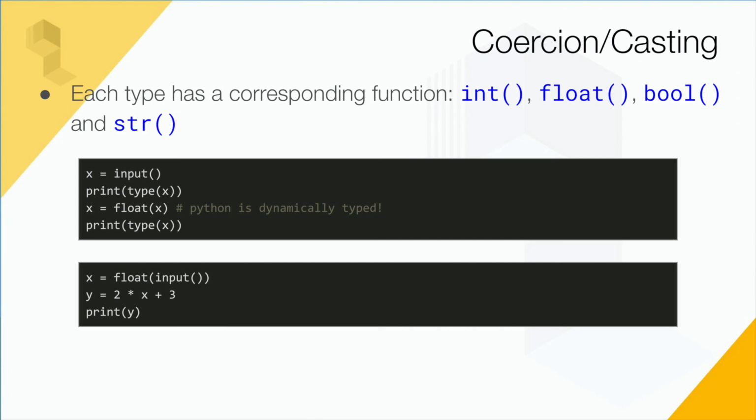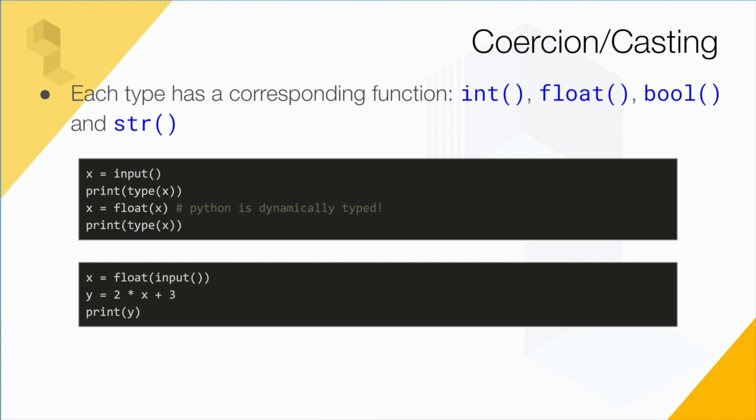Coercion or casting. We've seen the basic types: integers, floating points, booleans, and strings. Corresponding to each of these are functions: int, float, bool, and str, which we can use to create corresponding types from appropriate types. Once we know what type we want, we can coerce or force an appropriate value into that type using the special functions.